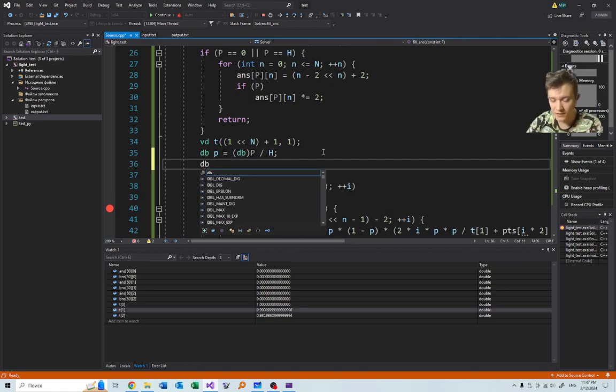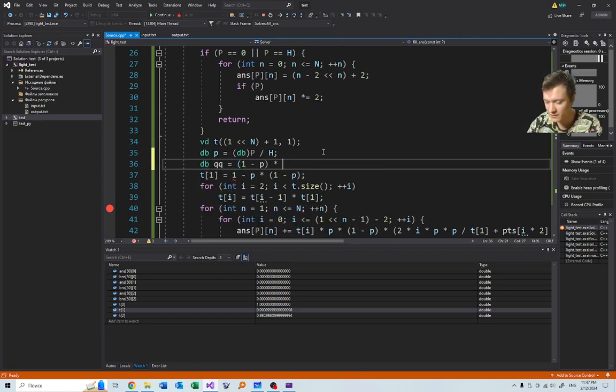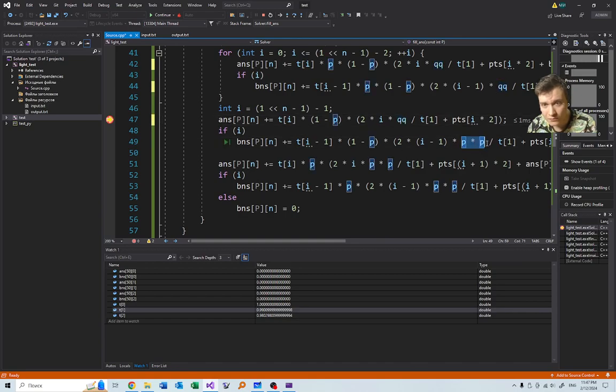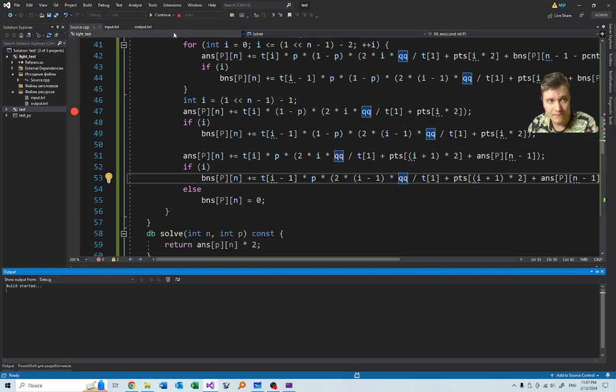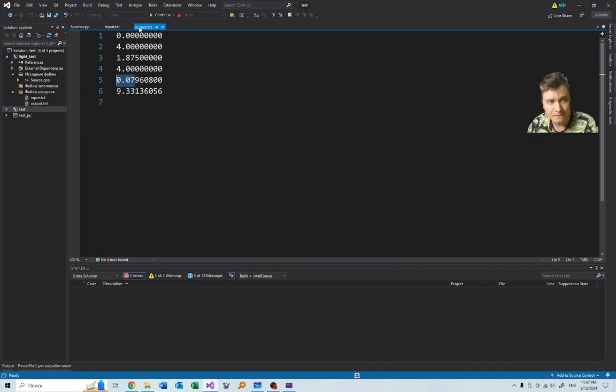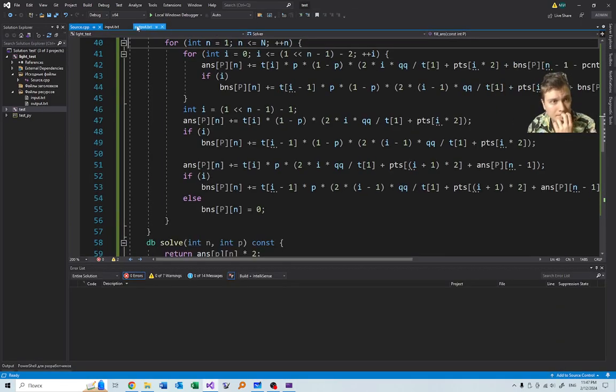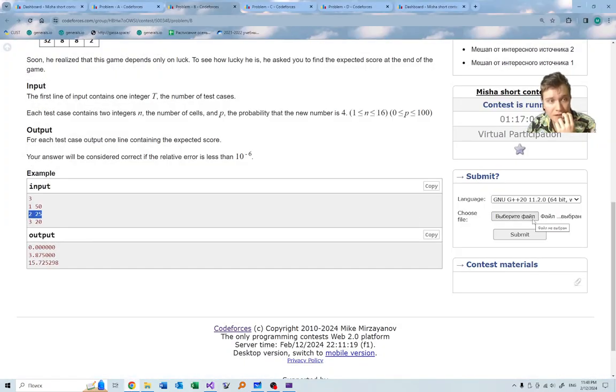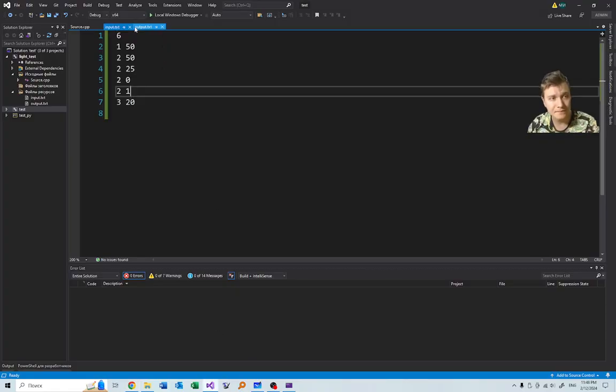Let's call it db cuckoo equals 1 minus p times 1 minus p. And I need to replace it with qq a lot of times. So here it's cuckoo, here it's cuckoo, cuckoo, cuckoo. Well, now it's fine. Now it's perfectly fine.